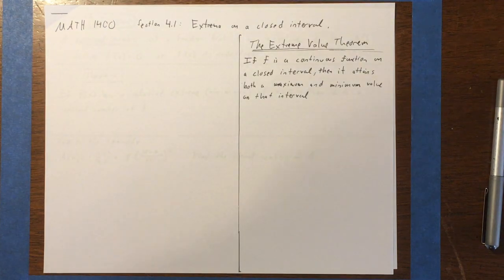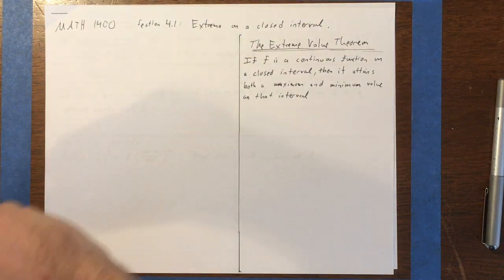All right, so this is the beginning of chapter 4, and in this chapter we are going to work towards solving what are called optimization problems, which are essentially problems where you're trying to find a maximum or minimum value, usually in some kind of real-world scenario. So I'm going to start this lesson with an example.